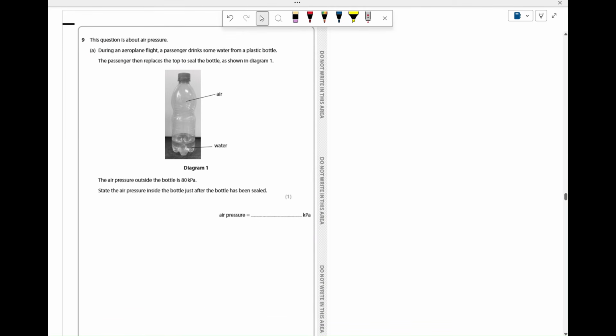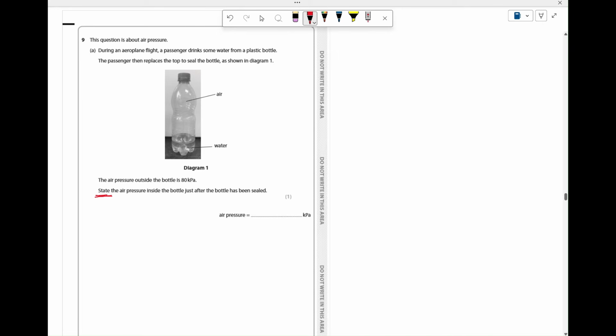Okay, pressure question. We have some water in a bottle. You might have noticed this. You seal it in. Pressure outside is 80. State means this. Just tell me the answer. This is an easy question.